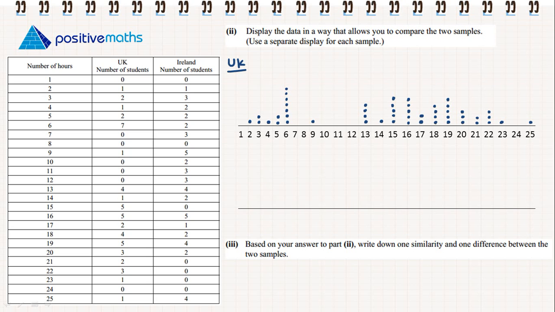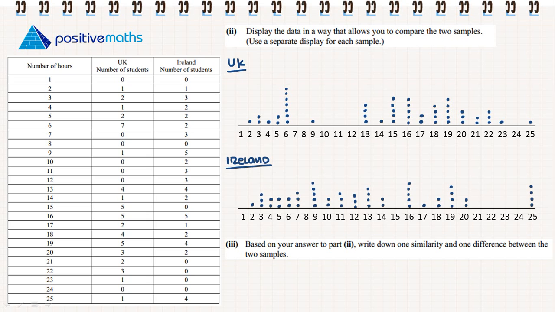Now I do the same thing for my line plot for the Irish students. So I draw my line, and I have my numbers for the hours beneath the line. Then I start to fill in my dots, again each one representing a student. So now we have our two line plots, one that represents the students in the UK and the other that represents the students in Ireland.